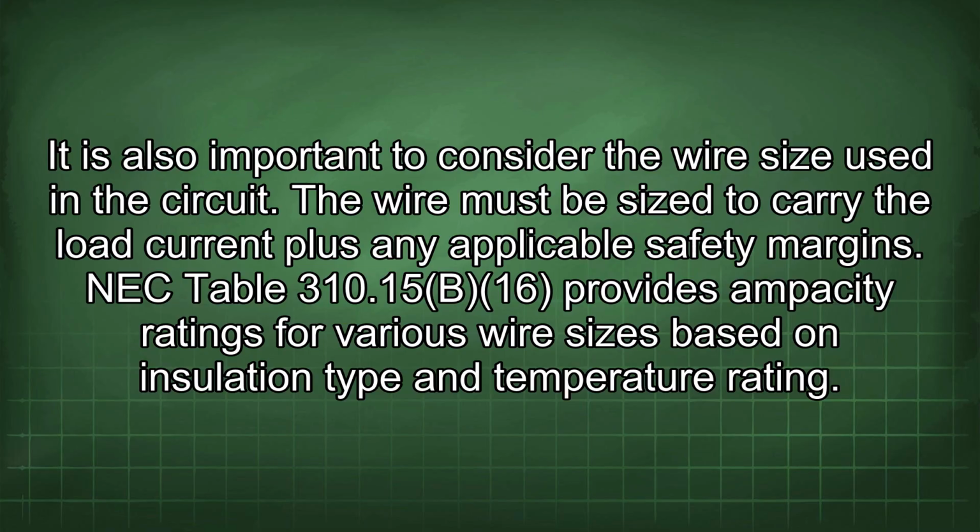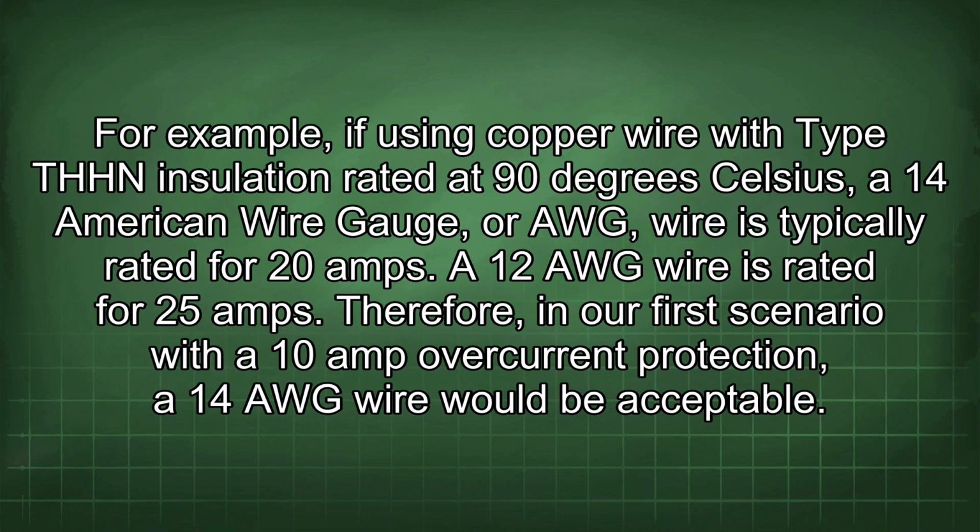NEC Table 310.15(B)(16) provides ampacity ratings for various wire sizes based on insulation type and temperature rating. For example, if using copper wire with type THHN insulation rated at 90 degrees Celsius, a 14 American wire gauge, or AWG, wire is typically rated for 20 amps. A 12 AWG wire is rated for 25 amps.